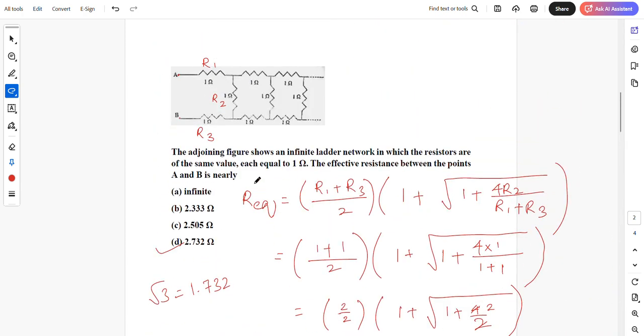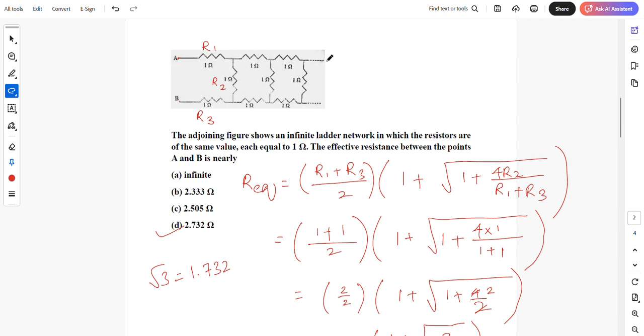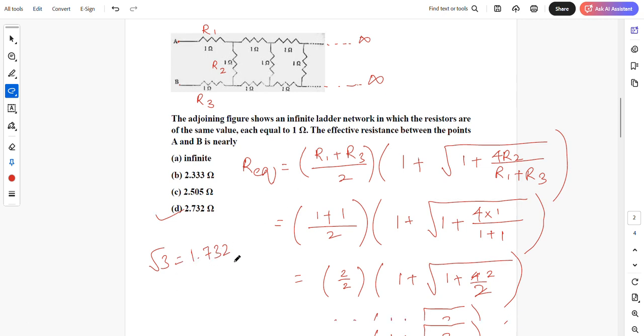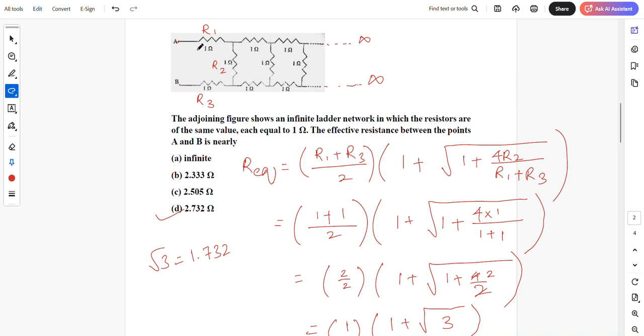Very very important. The name of the topic is infinite ladder of resistors. This is going up to infinity and this is also going up to infinity. What is the formula? Remember this formula for R equivalent. Once you remember R equivalent and root 3, easily you can calculate. Always remember R equivalent will be always less than R1 plus R2 plus R3. Just see here, these three all are less than 3, therefore we have to calculate here. Understood?